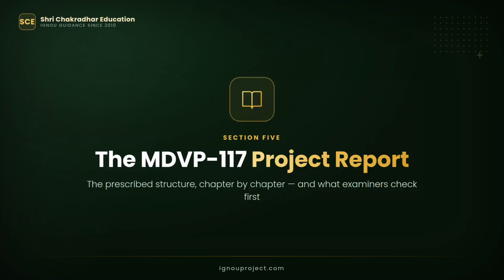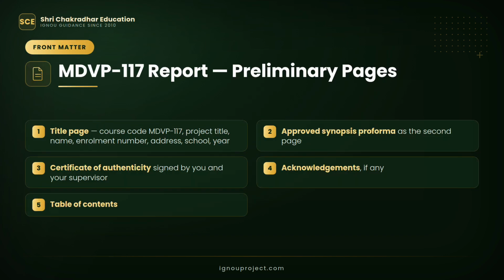Section 5. The MDVP-117 Project Report, chapter by chapter. Your MDVP-117 report has a fixed front section and every item is checked. The title page must carry the course code MDVP-117, the project title, your name, your enrollment number, your address, the name of the school, and the year. The approved synopsis pro forma goes in as the second page. Then a certificate of authenticity signed by both you and your supervisor. Then acknowledgements, if any. Then the table of contents.